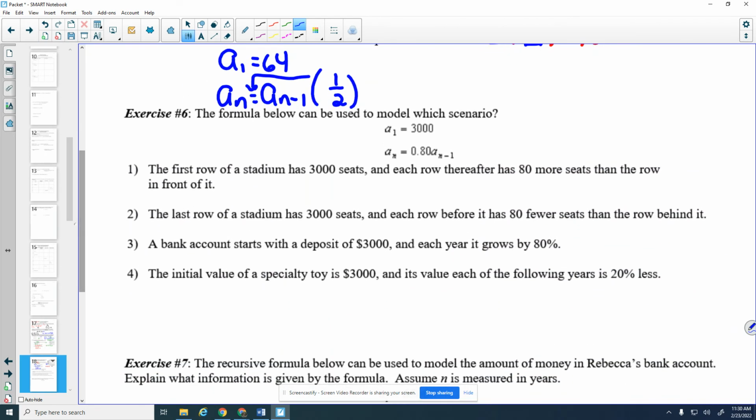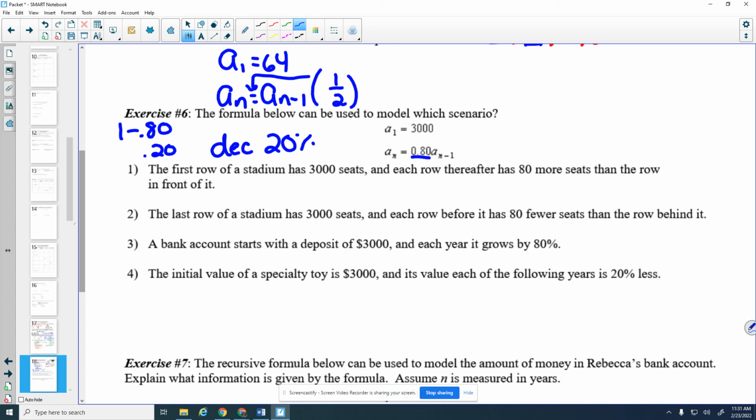Exercise 6, now we have a multiple choice question, and we have to decide which one of these fits the scenario. So this is recursion because I see my a sub 1 and then where I'm going. A sub 1 equals 3,000, and then a sub n equals 0.80 times a sub n minus 1. So we often are putting that 0.80 at the end. A little information we can tell from this, if I have 0.80 left, going back to our exponential functions, that means it's decreasing by 20%. We can find that from our 1 minus 0.80, which is 0.20.